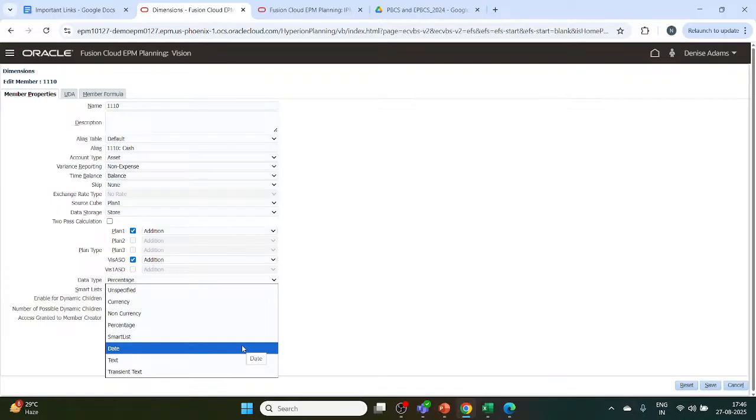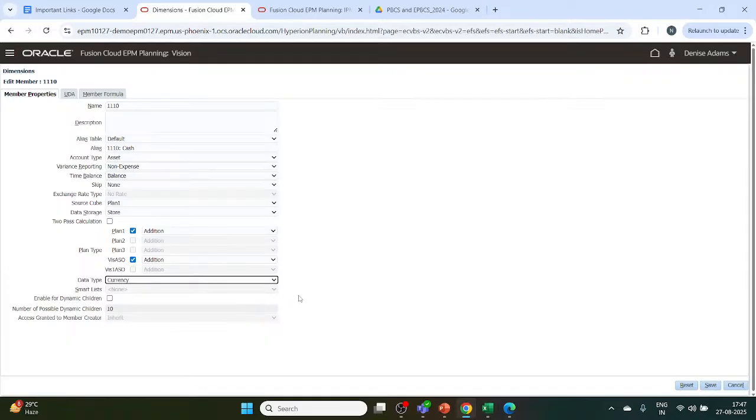So date is another data type. When we have to load any date here, that time we use the date type. And for any kind of text we can choose the text type. So cash would be in the form of currency, so we have chosen the currency data type here. The smart list name we will choose once we create the smart list. It's not our topic, we will take it after some days.